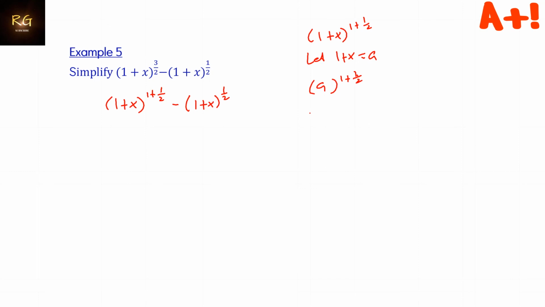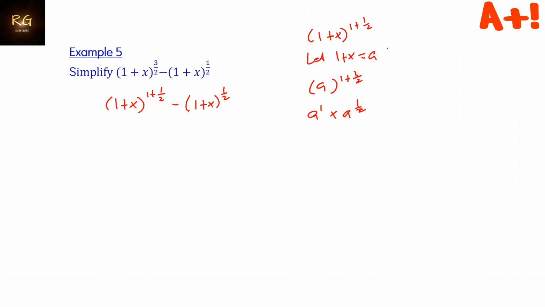we can split this to become a to the power of 1 multiplied with a to the power of 1 over 2. Correct. So if we try to simplify this, it's going to give us a to the power of 1 plus 1 over 2, which is 3 over 2. So if I split something like this, at the end I can factorize this part, where it's (1 plus x) to the power of 1 over 2.